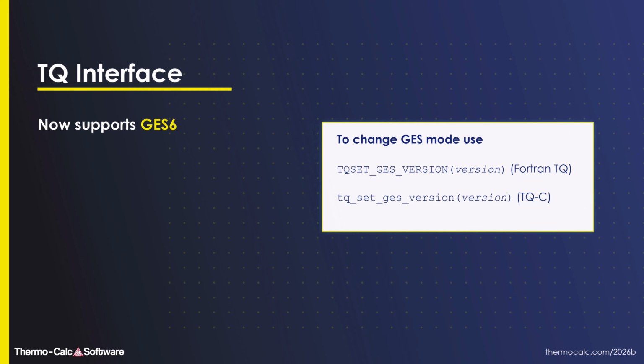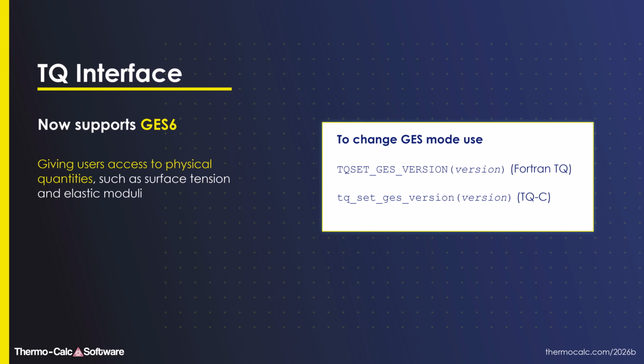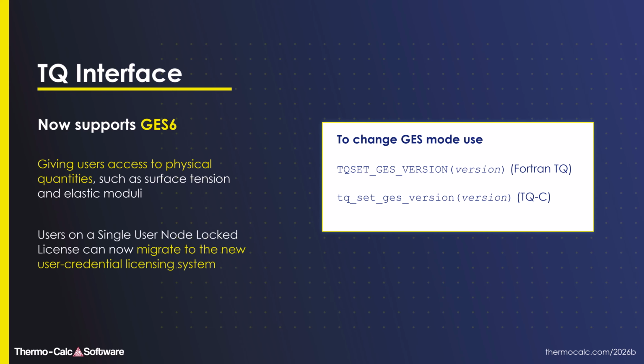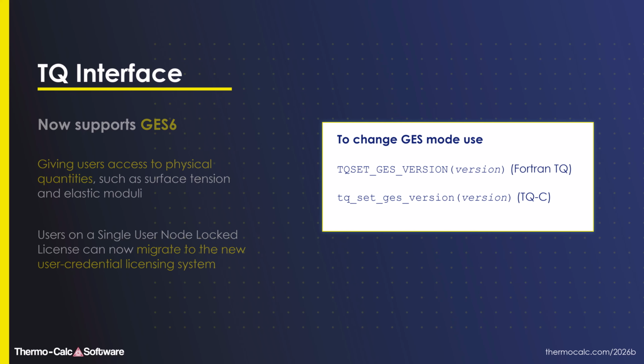TQ Interface now supports Guess 6, giving users access to physical quantities such as surface tension and elastic moduli, which require Guess 6. TQ Interface users on a single user node locked license can now migrate to the new user credential licensing system, which provides a simplified license management process.